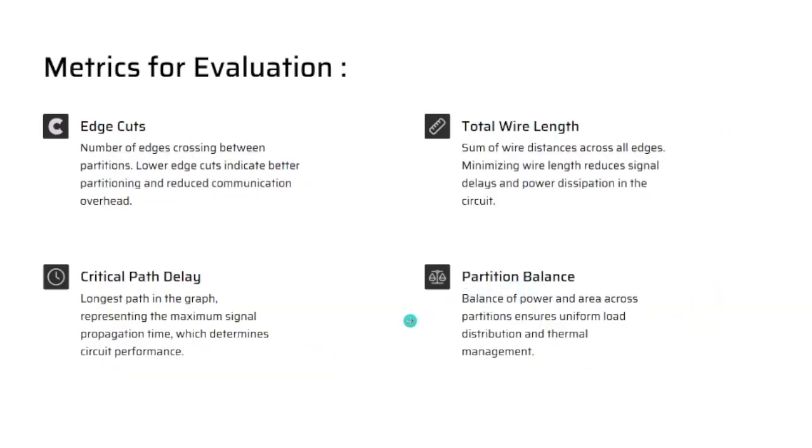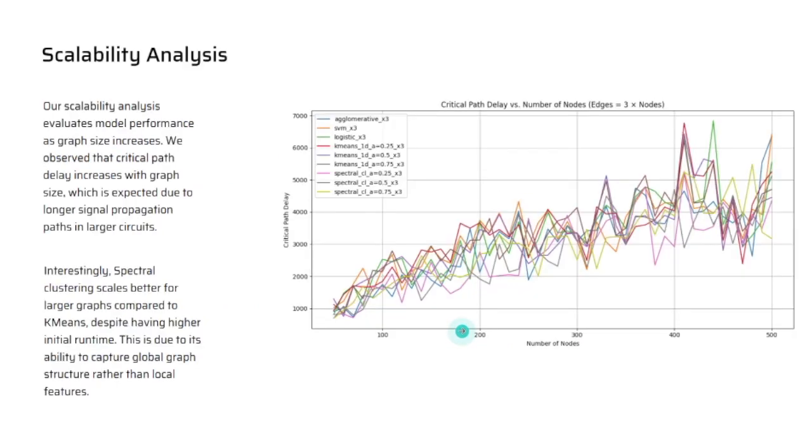Now, the metrics that we use for evaluation, which we already talked about, were edge cuts, total wire length, and critical path delay. Another metric, partition balance, is something that we have included in our future scope. Now, our scalability analysis evaluates model performance as graph size increases. We observe that critical path delay increases with graph size, which is expected due to the longer signal propagation paths in larger circuits.